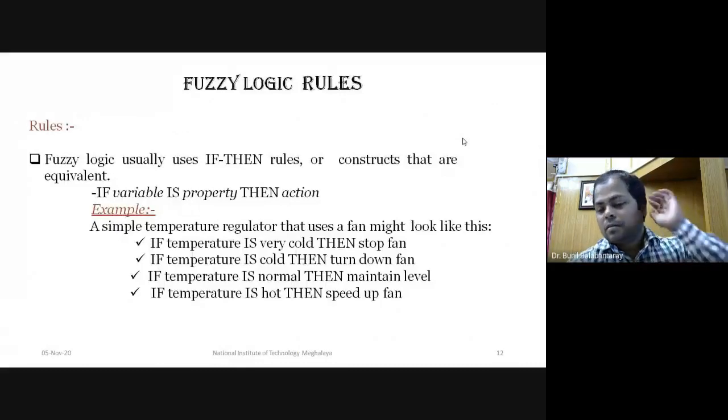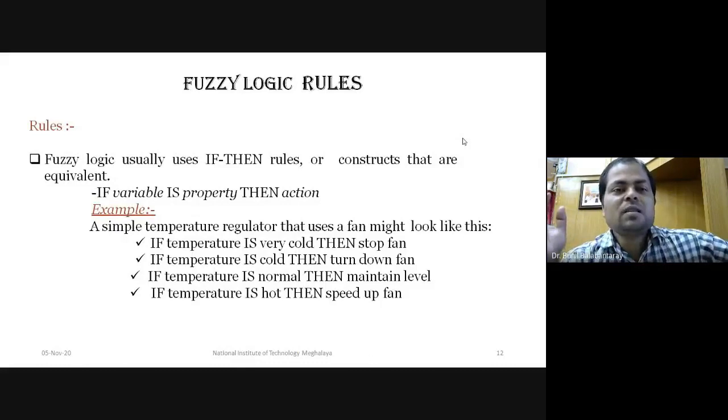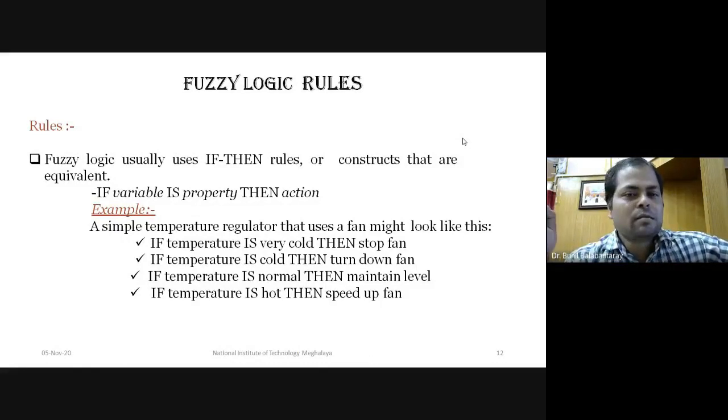I was talking about the rule base, right? Fuzzy logic usually uses if-then kind of rules. So what is it all about? If the temperature is very cold, then stop the fan. If the temperature is cold, then turn down the fan. If the temperature is normal, then maintain a certain level. If the temperature is hot, then speed up the fan.